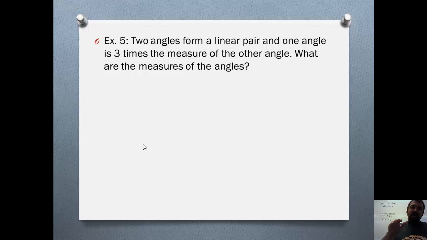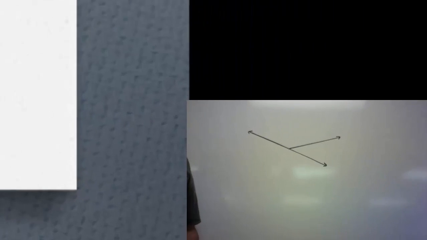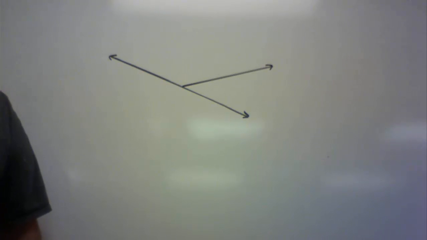I see the words linear pair. Two angles form a linear pair. I'm going to draw a linear pair. This is the linear pair that I chose to draw. Now let's fill in the other information. And one angle is 3 times the measure of the other angle. So one of these angles, I don't know what it is. And I know that the other one's going to be 3 times that measure that I don't know.